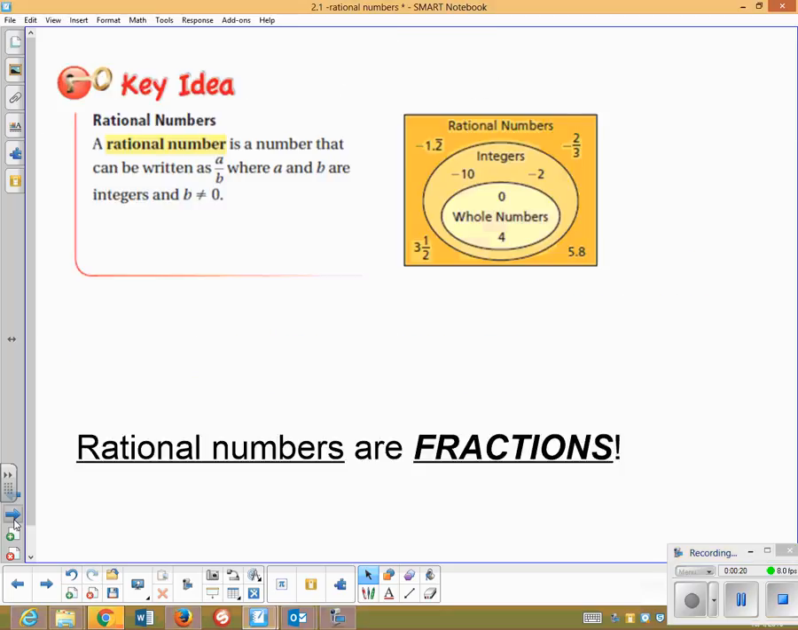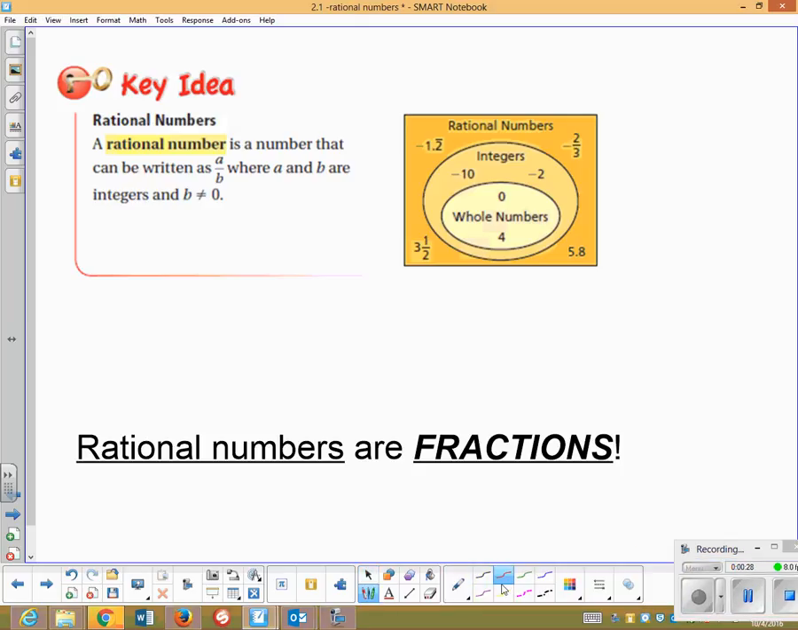We're going to start off with our key idea. In this lesson, we're going to mainly talk about what a rational number is. A rational number is a number that can be written in the form a over b. What does that mean? It means that a rational number is a fraction, where a and b are integers, any numbers that are positive or negative, but b just can't be zero. So you can never have zero down here.